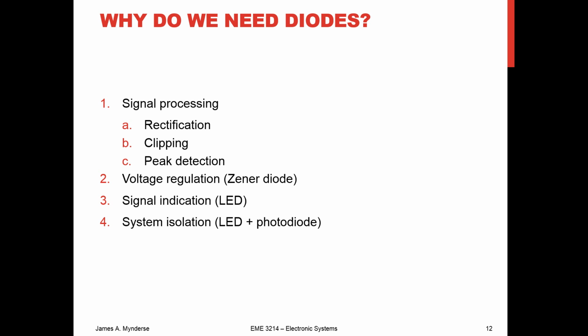We can also do voltage regulation. We can do indication with an LED to say, yes, this thing has happened, or no, it has not. And we can do system isolation, where if we have high voltage on one side and we need to isolate that from everything else, we could use something like an LED with a photodiode, and I'll show you an example of that, for isolation of the system.